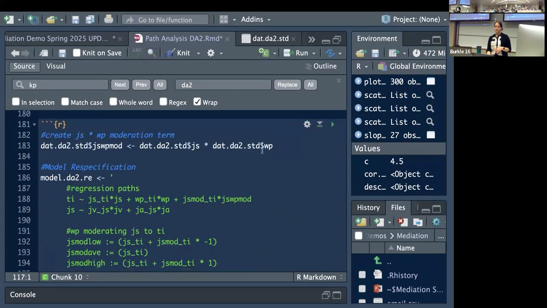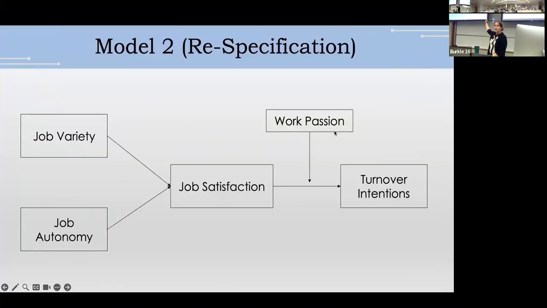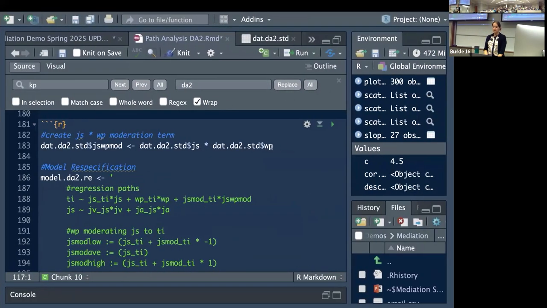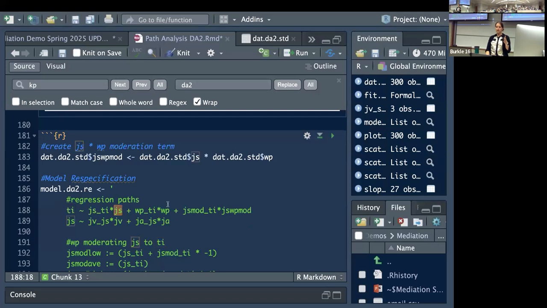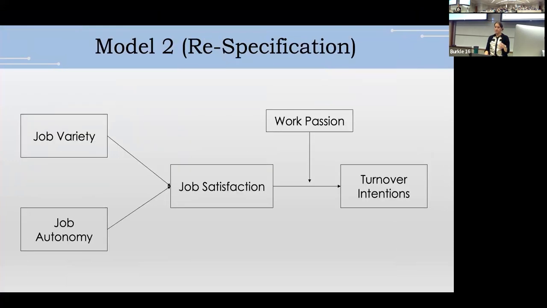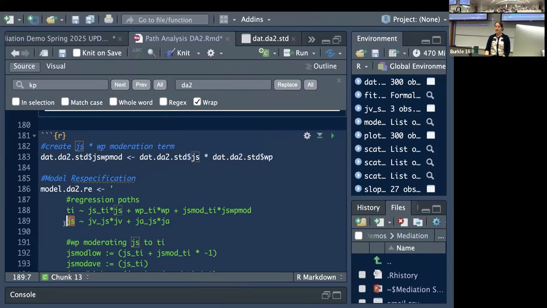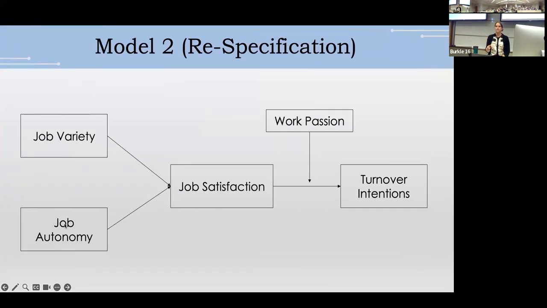So let's go to our second model. Do I have work passion times job satisfaction in my model? No, right? It was moderating the first paths before. So I need to create that moderator term. So here it is. And then I'm going to specify my model. So now I have a true path model, right? I've got multiple outcomes. So on to turnover intentions. I've got job satisfaction, work passion, and the moderator. So job satisfaction and work passion straight to turnover, and the moderator term. Then to job satisfaction, I just have job variety and job autonomy. We good with this part?